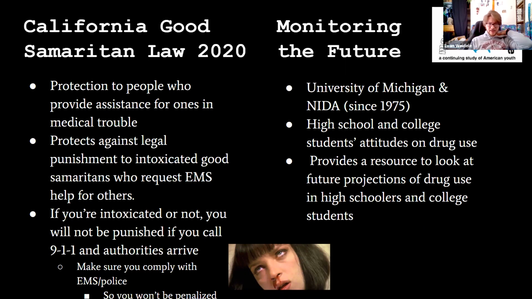Even if you're intoxicated and even if you're underage, if you still make an attempt to help somebody out, and if you call EMS services or 911 and the authorities arrive, all you have to do is just comply with the services and you will not be punished, specifically because you attempted to help save a person's life.